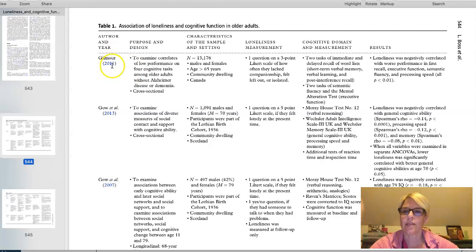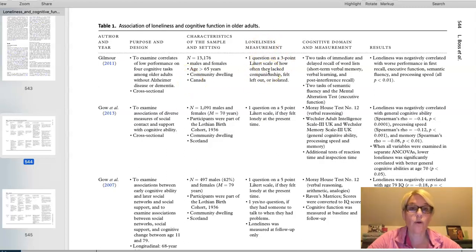Same thing: author and year, purpose and design. You can see I have to examine correlates of low performance, and cross-sectional was the design, so I combined those. The sample and setting characteristics are N equals 13,000. They were males and females, their age was greater than 65 years, they were all community dwelling, and they were from Canada.